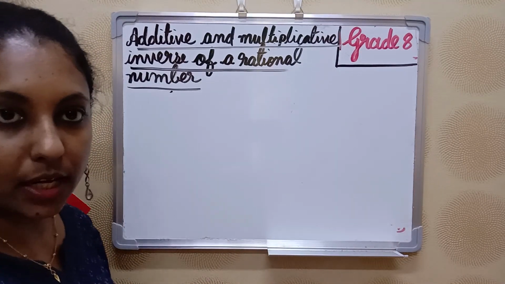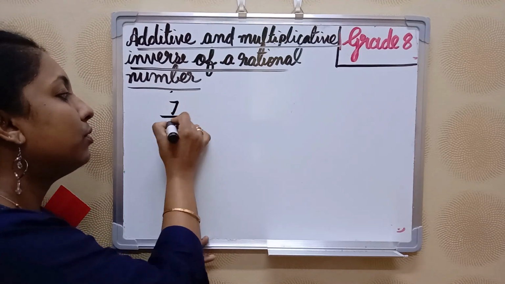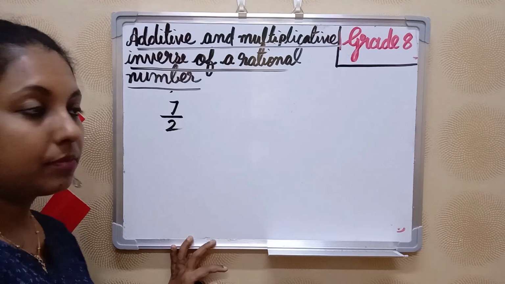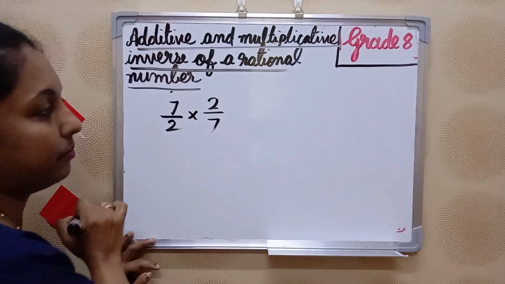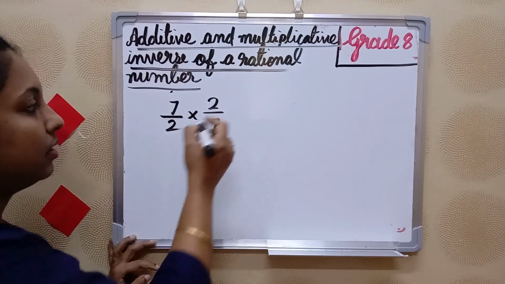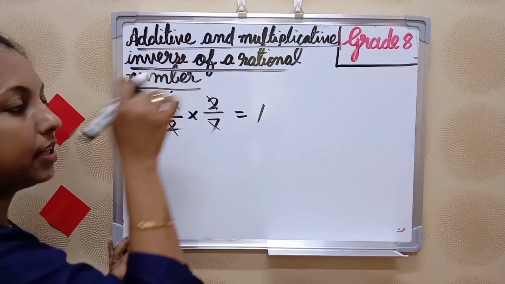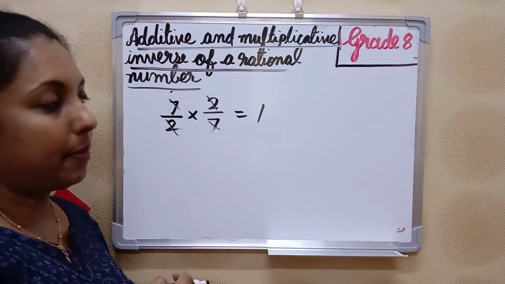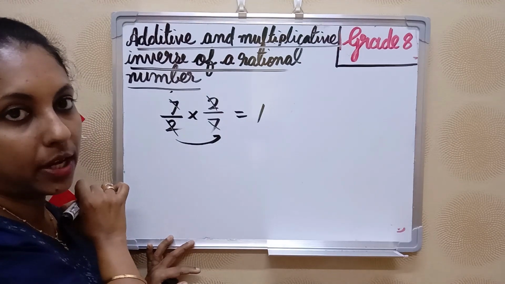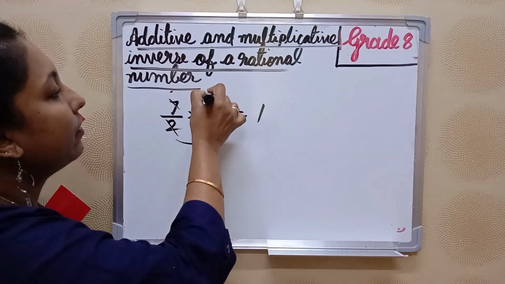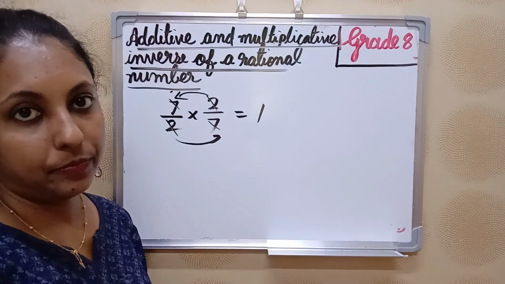Next is the multiplicative inverse of a rational number. By which rational number would you multiply 7 by 2 to get 1? 7 by 2 into 2 by 7 is equal to 1. The 2 cancels, the 7 also cancels. The answer, the product, is 1. That is, 2 by 7 is the multiplicative inverse of 7 by 2, and 7 by 2 is the multiplicative inverse of 2 by 7.